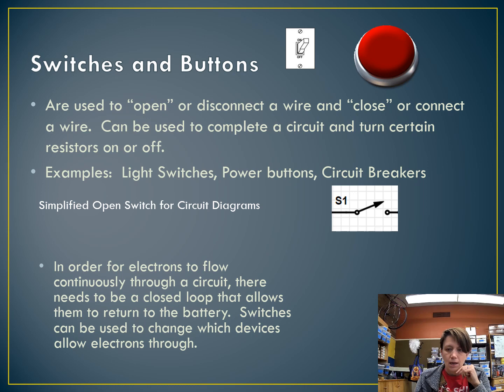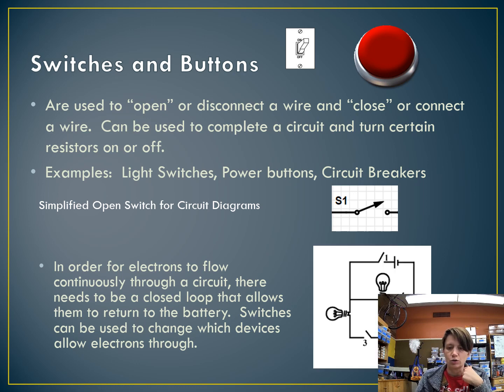An important note is that if you want electrons to move in your circuit, there has to be a closed loop that allows those electrons to return to the battery. Switches in that same vein can be used to control or change which devices are getting that flow of electrons and which ones are not.